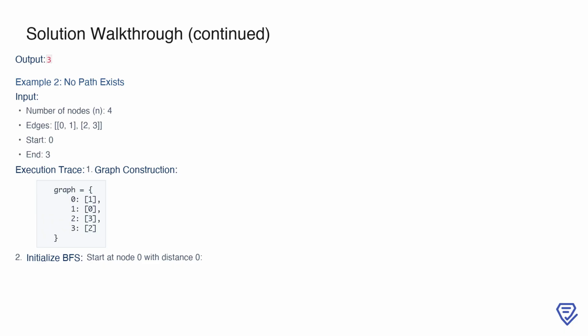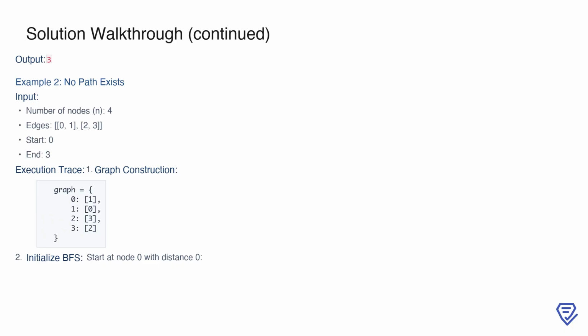What happens if no valid path exists? In this second example, we have only 4 nodes, and the edges are such that nodes 0 and 1 form one connected component, while nodes 2 and 3 form another. Our goal is to determine the shortest path from node 0 to node 3.